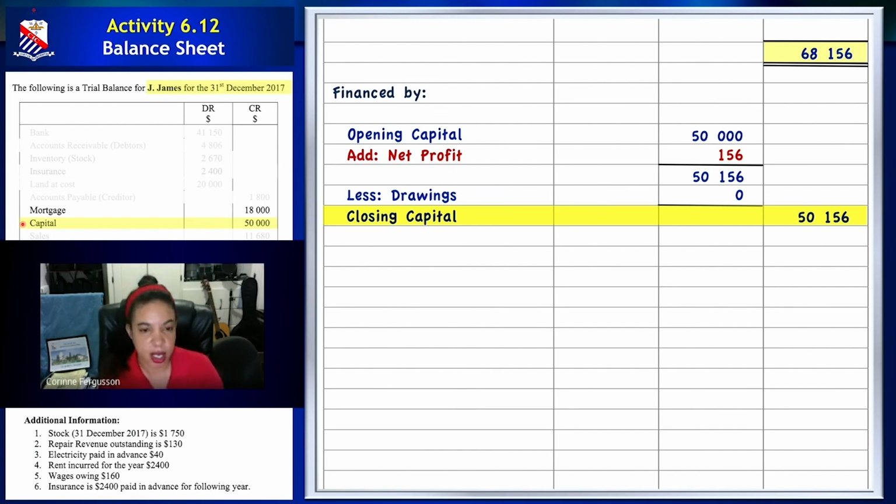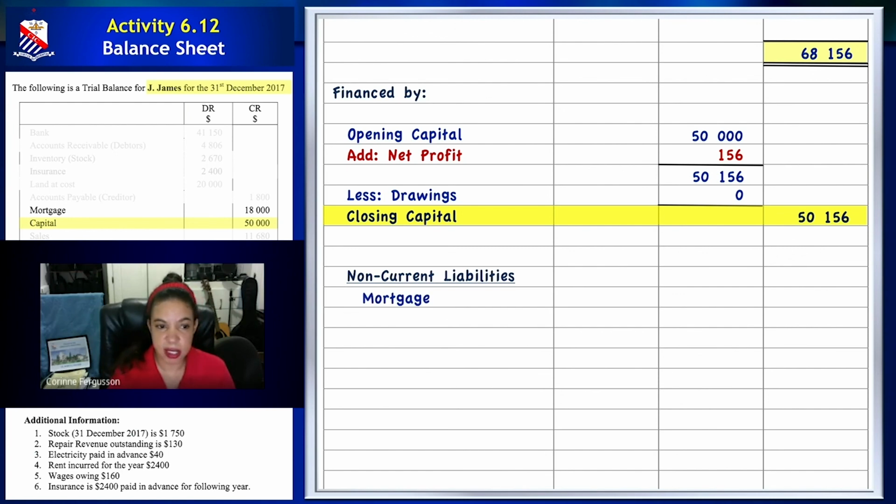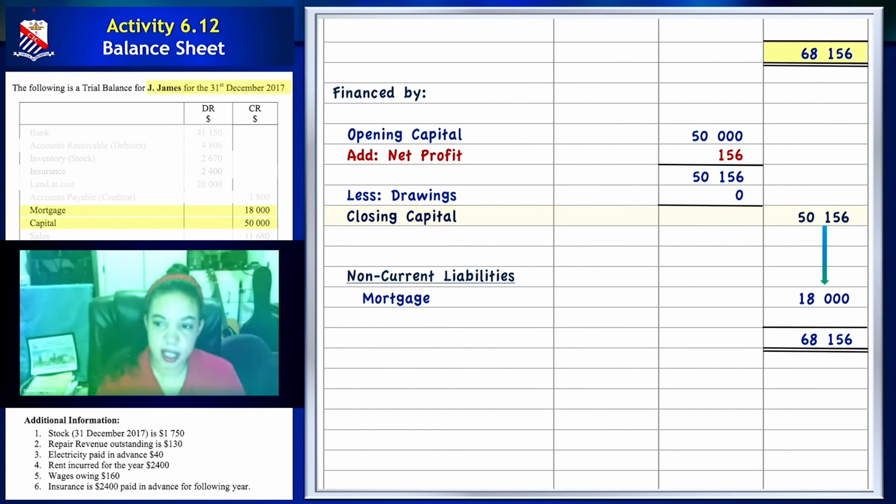So you finish that very easy part, and then the last thing that you do is you have not dealt with your long-term or your non-current liabilities, because if you look at your trial balance, you would see that we still have something unrecorded, which is mortgage, and that would fall under your non-current liabilities. So you put your mortgage and it's 18,000. Since it's only one, you can put it into your last column one time, and your closing capital plus your mortgage would give you your second total, which is 68,156.